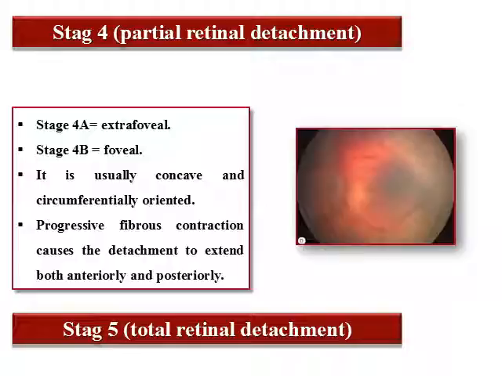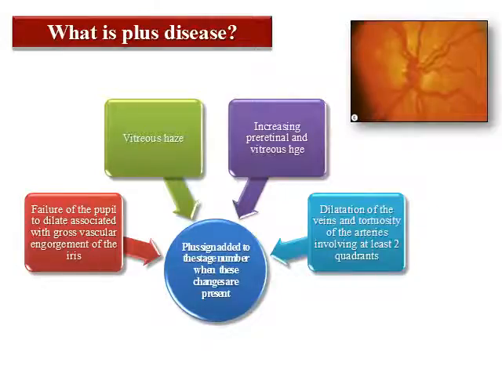Progressive fibrous contraction causes the detachment to extend both anteriorly and posteriorly till ending into total retinal detachment. Plus disease. This term is used to signify an active disease and is usually progressive disease. Many factors contribute to the term of plus disease.